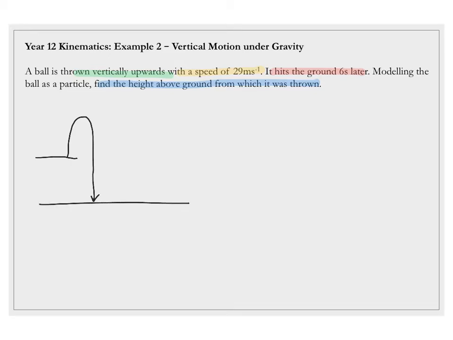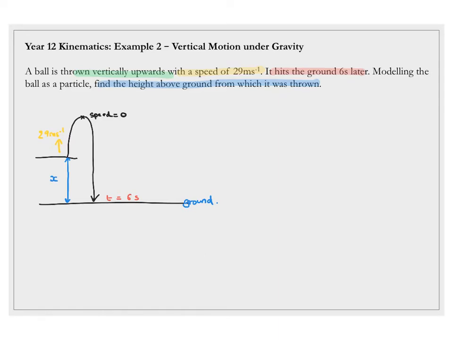So we know it's thrown vertically upwards with a speed of 29 metres per second. We know at the top of the motion here, the speed and the velocity would equal 0 at the maximum point above which it was thrown. And we know that over here it hits the ground 6 seconds later. Now we need to find this distance here, the height above ground, this is the ground, from which the ball was thrown. So here is what we're going to do.